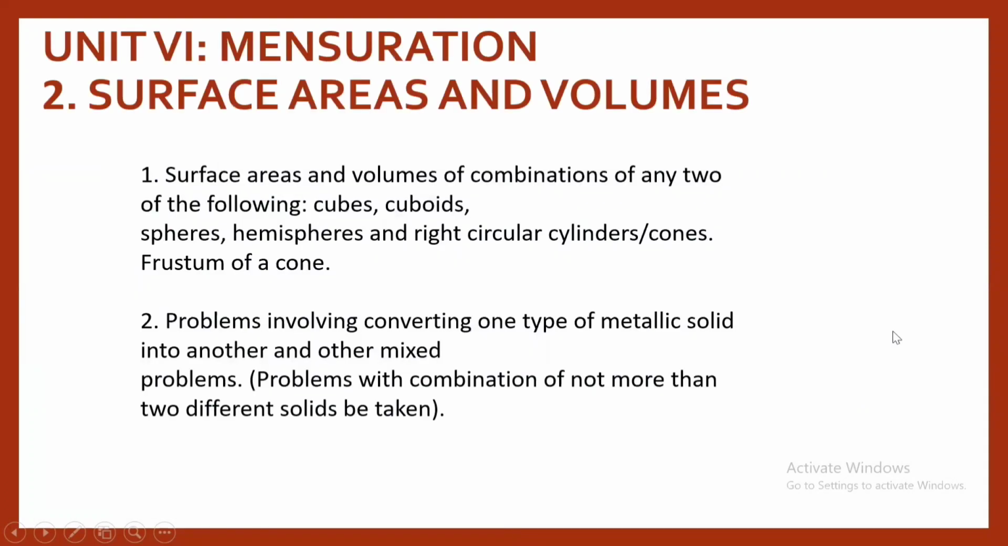Okay. In the chapter of surface area and volumes, there is a lot of deletion. Earlier, the syllabus had the surface area and volumes of combinations of any two of the following solids: cube, cuboid, sphere, hemisphere, right circular cylinders or cones, and the frustum of the cone. Also, it had important problems involving the conversion of one type of metallic solid into the other and other mixed problems. The problems with a combination of not more than two different solids were to be taken.